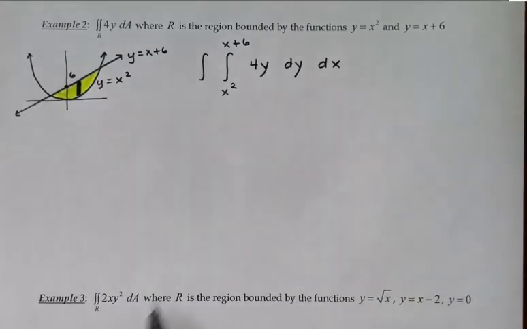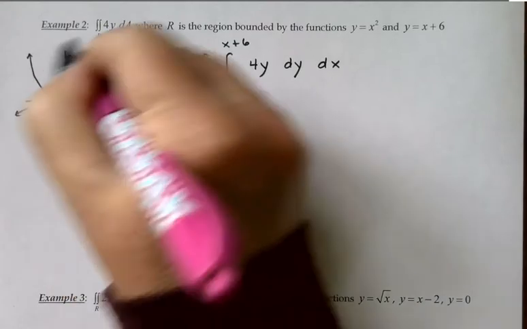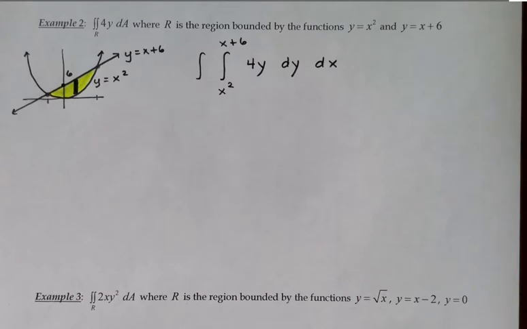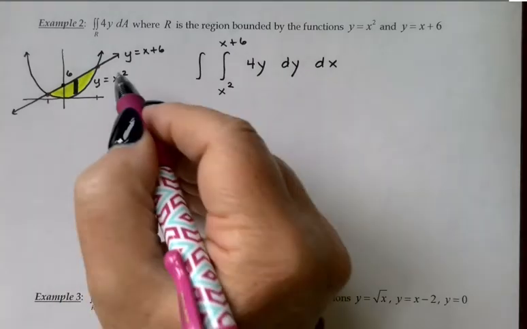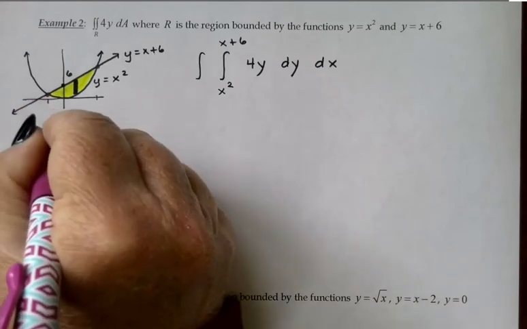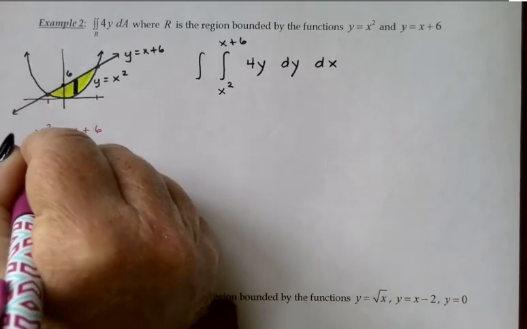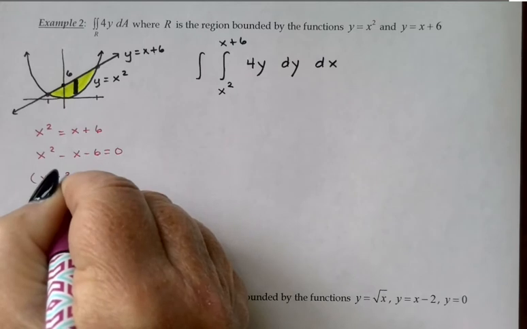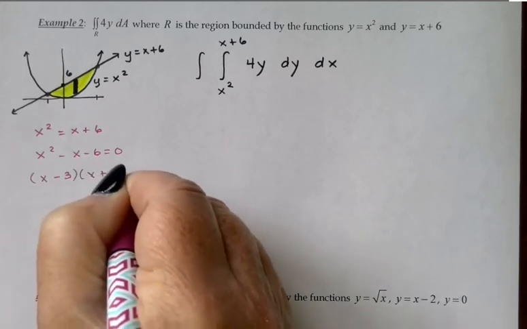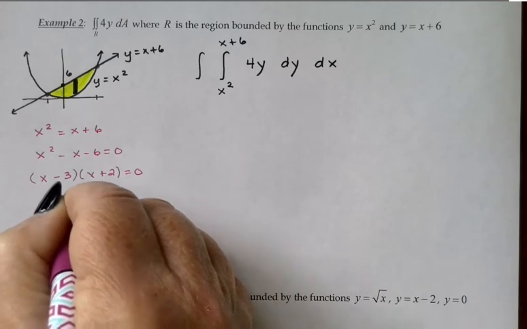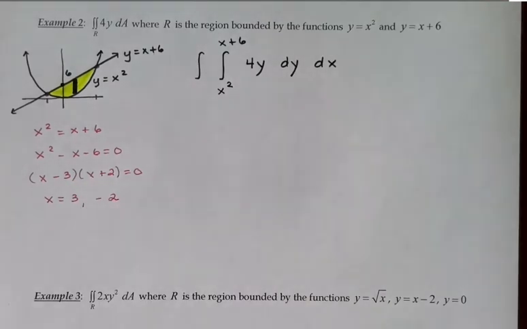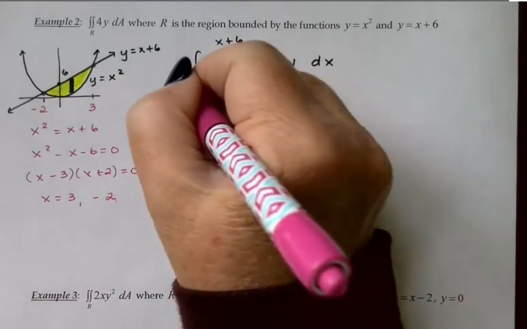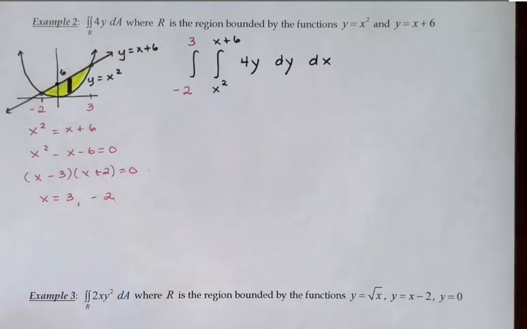I do need to find the intersection points to get the x values for my limits of integration. And again, you can either graph on your calculator and get the intersection points that way, or we can simply set the two equations equal to one another. Doesn't look like they're going to be too bad to solve this time. I can factor that. x minus 3, x plus 2, giving me values of positive 3 and negative 2 for x. So my limits of integration on x go from negative 2 to positive 3.